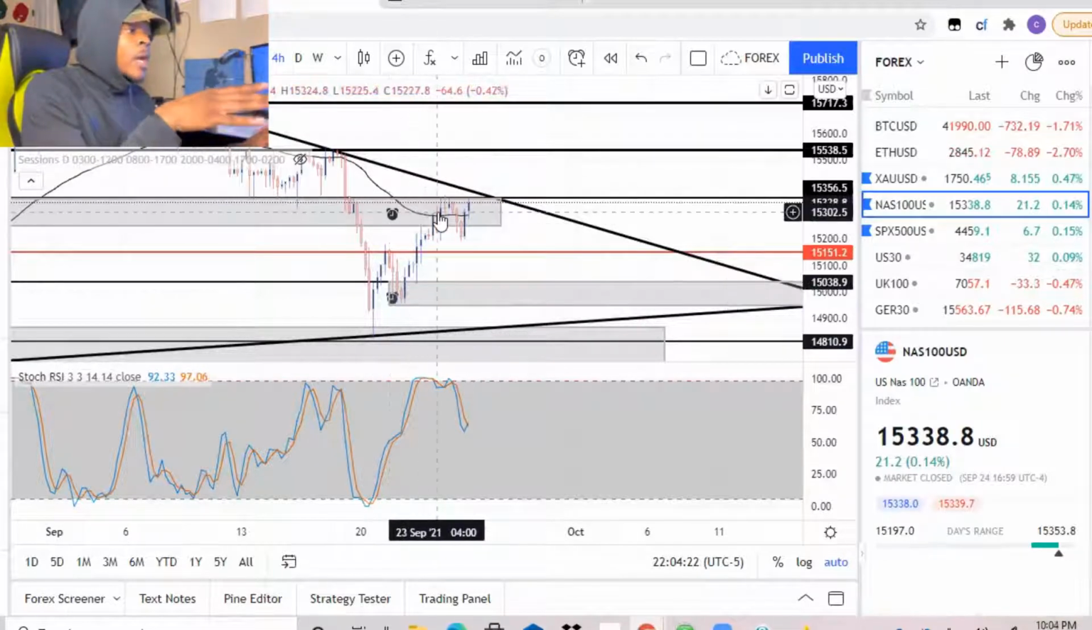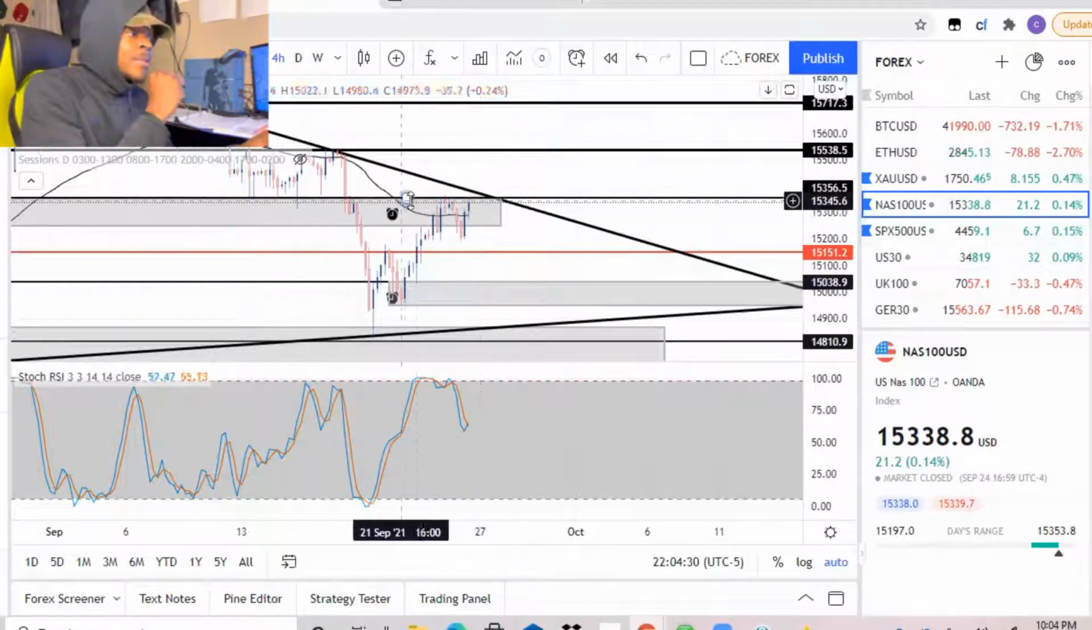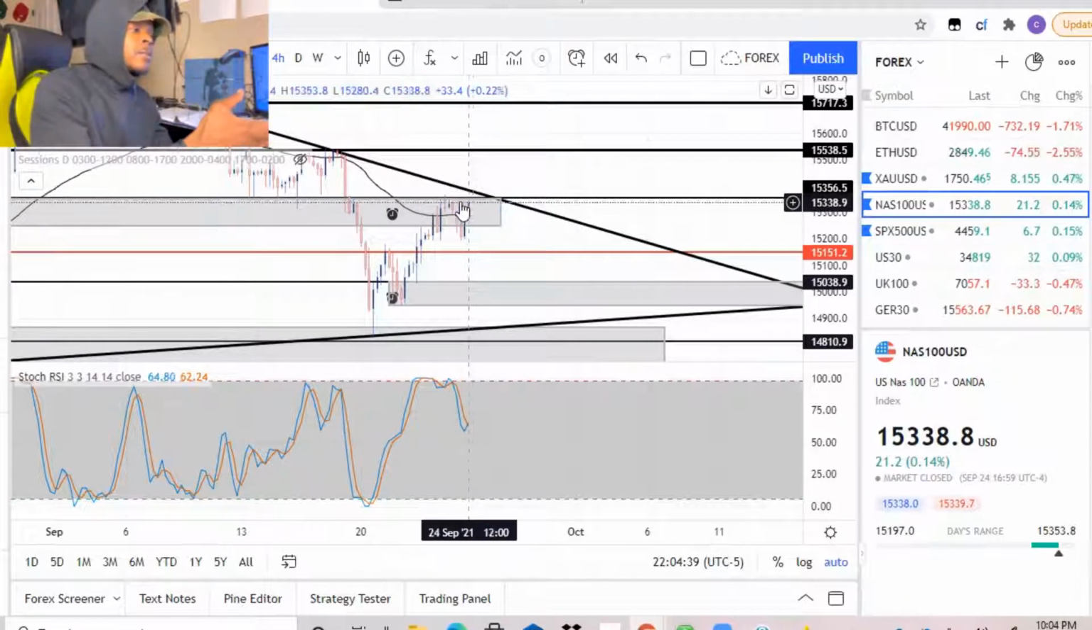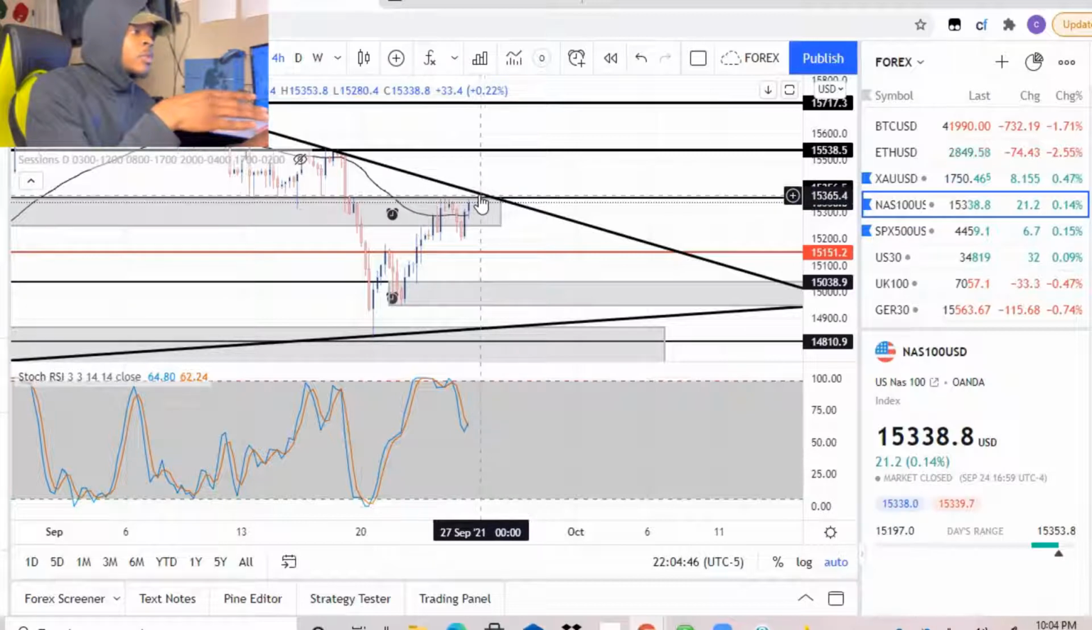And now what I believe is about to happen, this is just my analysis and my markups. I believe that this previous demand is about to become a supply zone where sellers are in the market and they're about to push this market down even more. So I feel like sellers are about to sell in right here, and it's going to respect this trend and continue down.